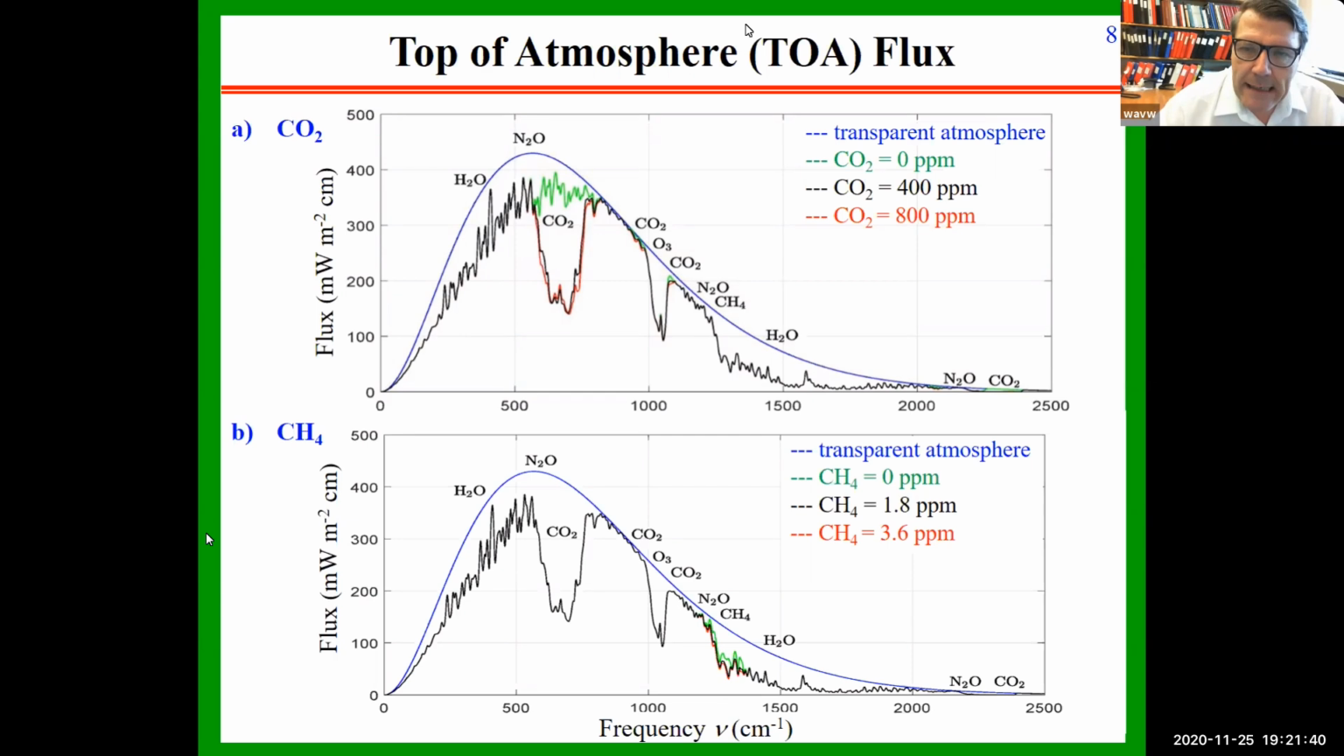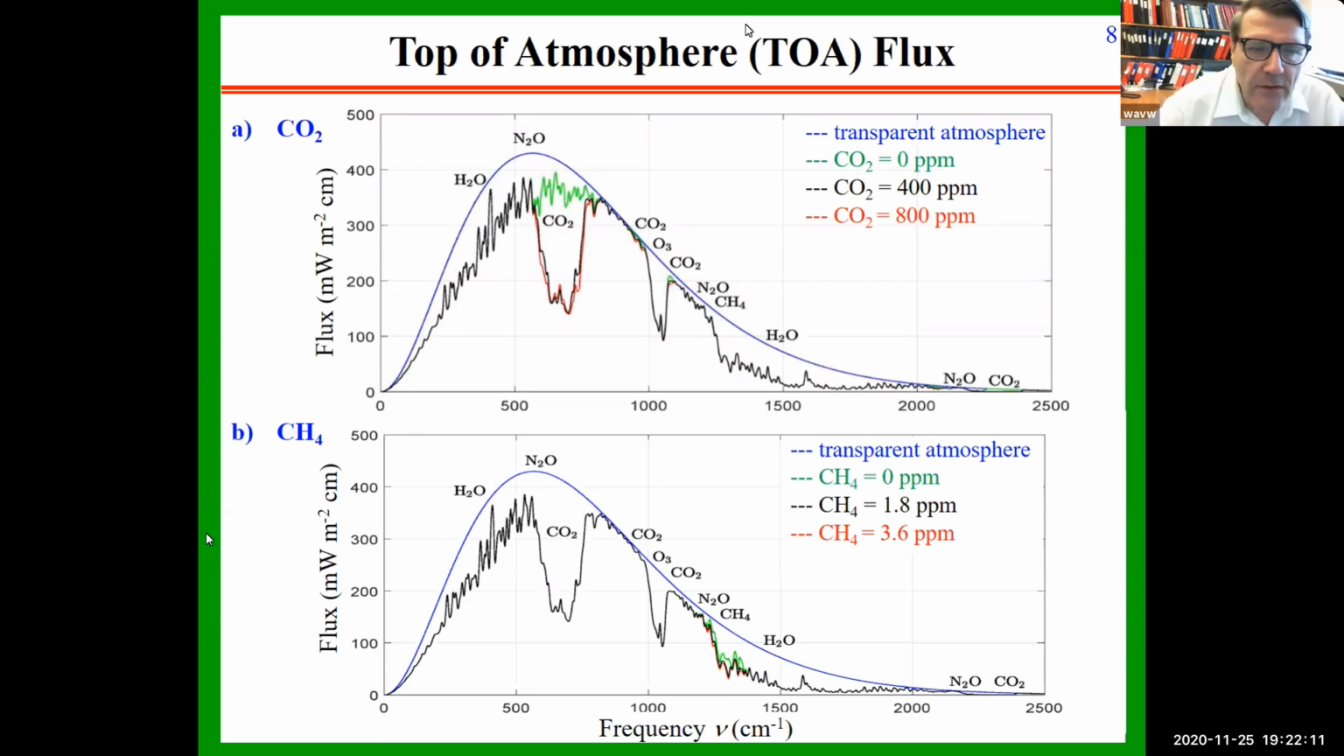Now we add in our water vapor, our CO2, ozone, N2O, and methane. And then you get the black curve. So notice from 0 to 500 wave numbers, the black curve is lower than the blue curve. This is due to absorption by water vapor. And then at 650 wave numbers, we see this big decrease, this big well, that's the CO2 absorption.